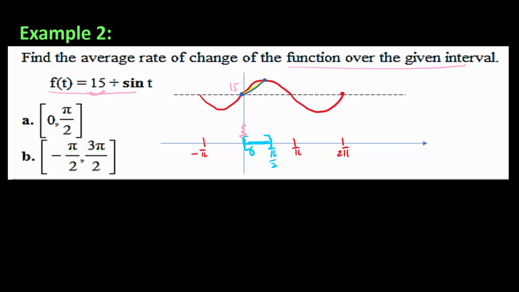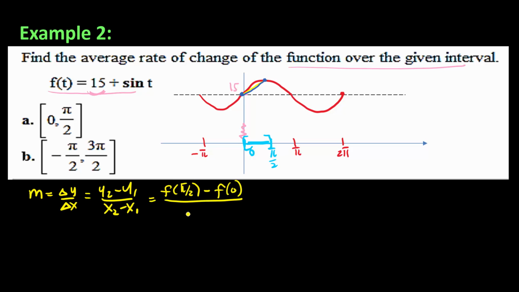So again, what do we need? We're going to need the slope, which is change in y over change in x. That's y2 minus y1 over x2 minus x1. So y sub 2 right there, minus y sub 1 right here. So it's going to be f of pi over 2 minus f of 0, divided by pi over 2 minus 0.